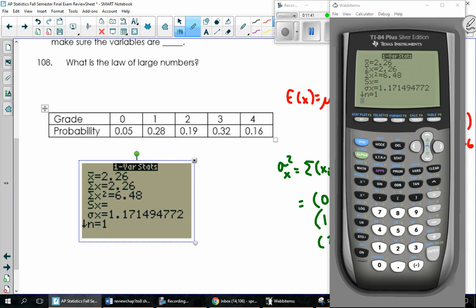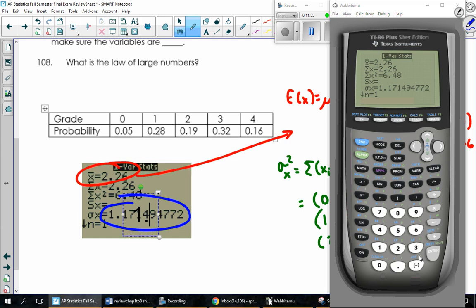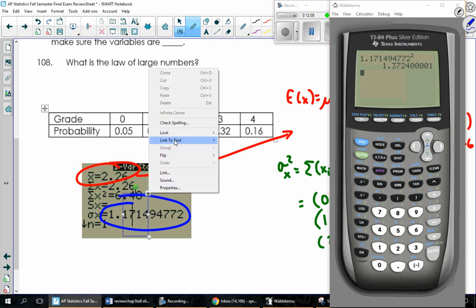This here obviously is the mean that we did in red. Now this number right here is the standard deviation. So if I take that number and type it into my calculator, 1.171494772, and square it, that's the variance. That's the variance right there.